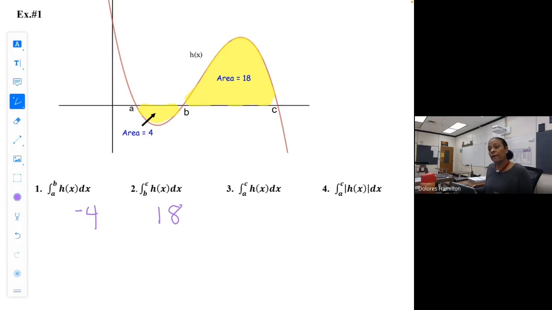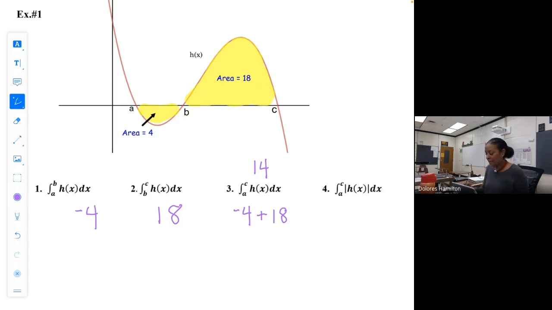So now for 3, they're asking what the definite integral is from A to C. So now we're looking at from A to B is negative 4, from B to C is 18. So I know that the definite integral from A to C equals 14.